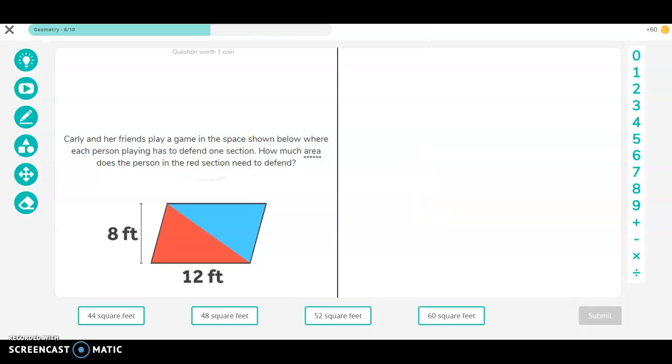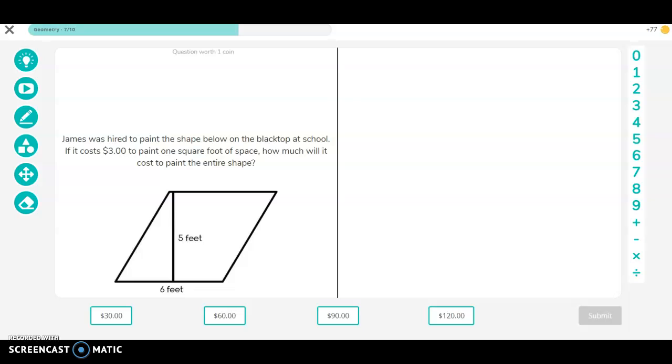You've got to figure out that red section. Make sure you're paying attention to which color they're telling you to find. Okay. This is your height right here. Okay, so just because this line, remember that diagonal is not height. We need to go straight up and down from top to bottom.